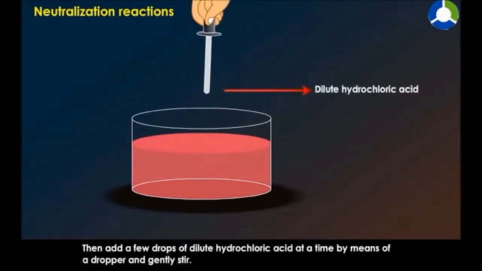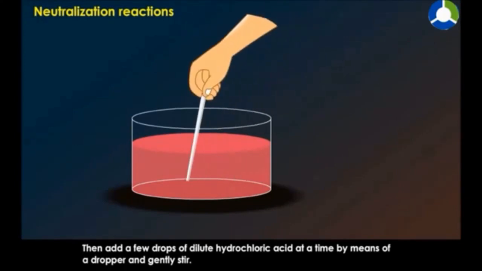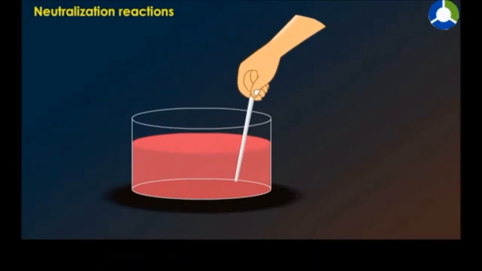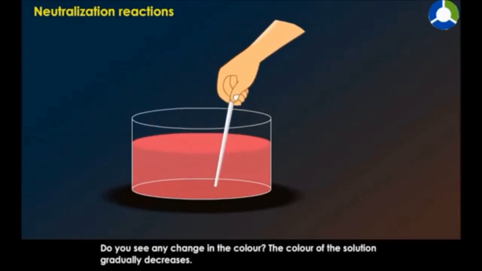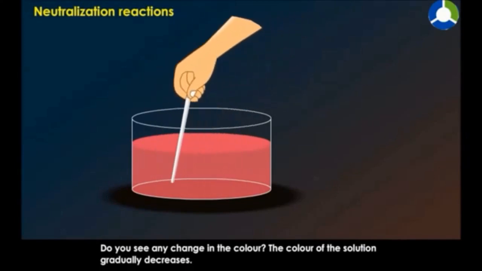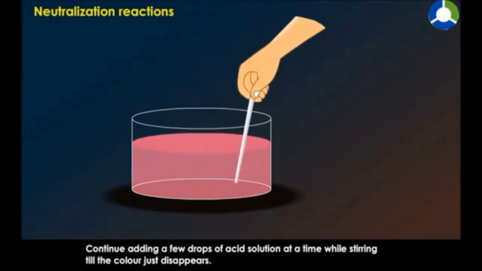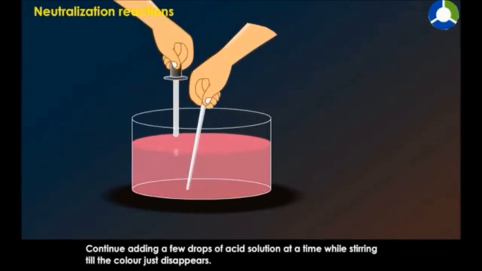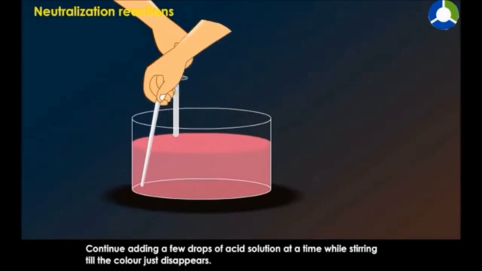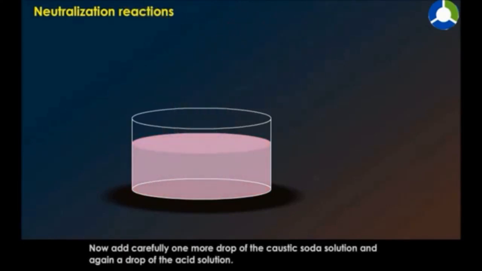Then add a few drops of dilute acid by means of a dropper and gently stir. Do you see any change in color? Here the color of the solution gradually decreases. That means the basicity of the solution decreases while adding acid. Continue adding a few drops of acid solution while stirring till the color changes.